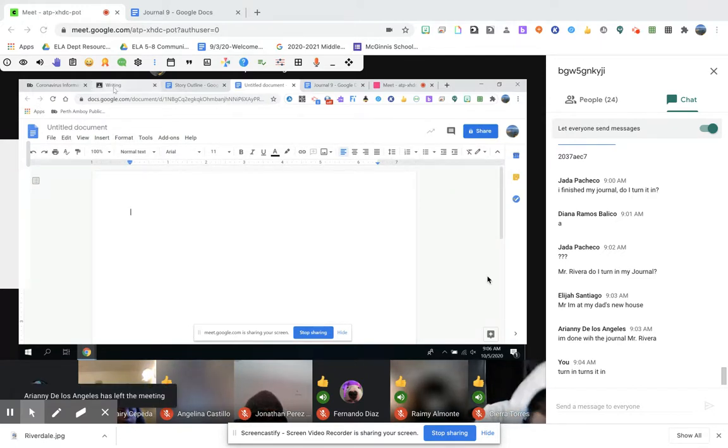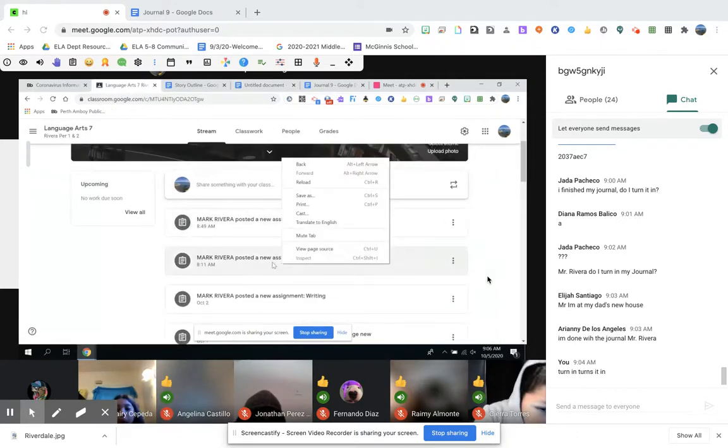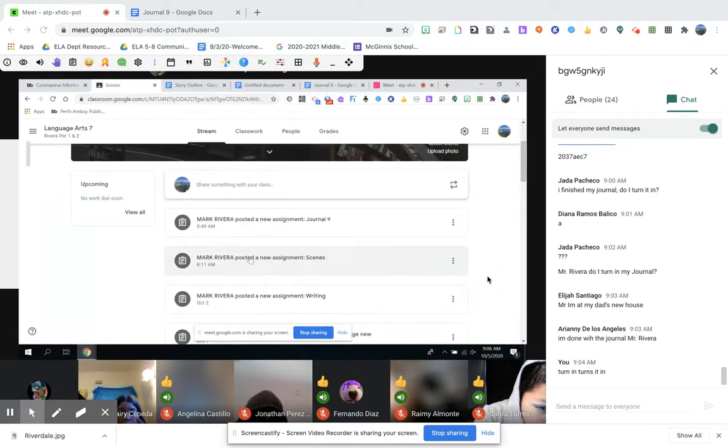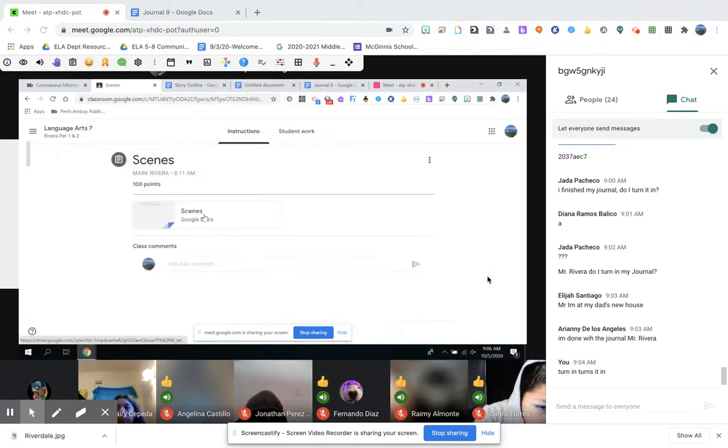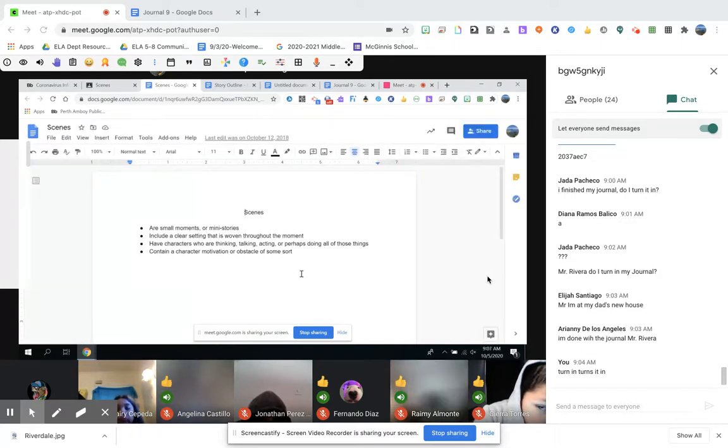So what you need to know first is what are scenes. And if you look here, this is just in here. You don't really need to open this. You can just look at it. So if you want to look back at this when I'm done, you can. So what are scenes? Scenes in a story are small moments. They're like mini stories. It's just like a little snapshot of what's going on.